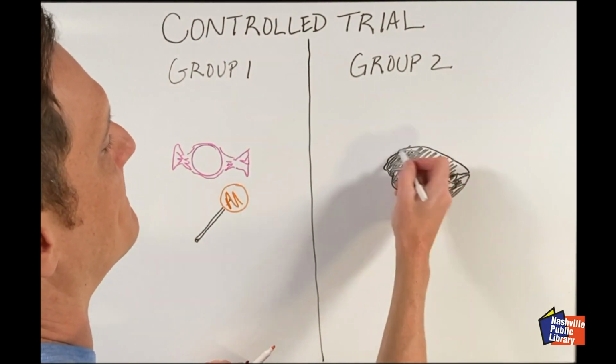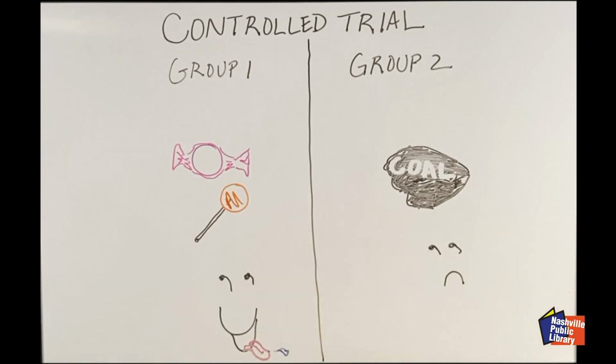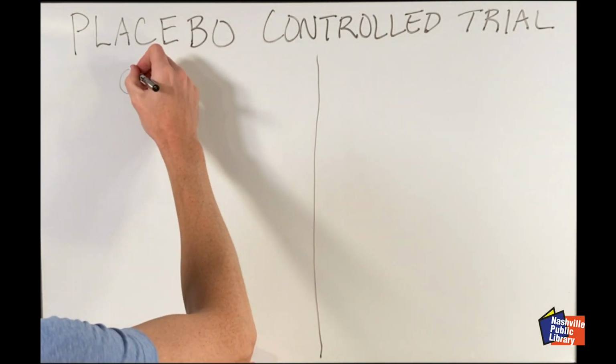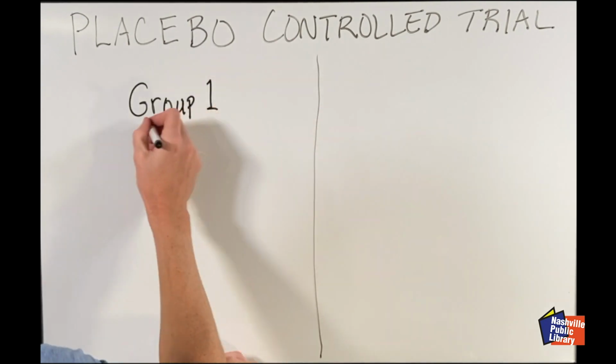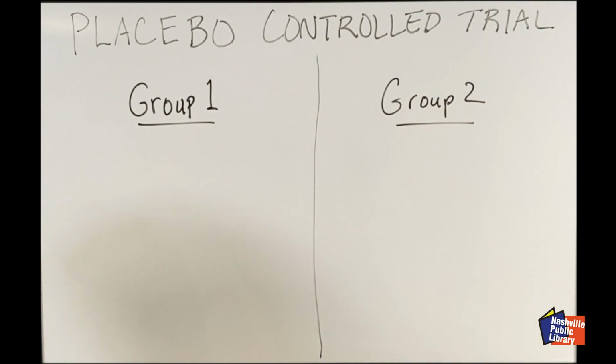Maybe the kids who didn't get candy were grumpy about that, and maybe the other kids were excited to get candy. So, rerun the experiment, give one group candy, and the other group sugar-free candy. As long as the kids do not know the difference, you'll be fine. The sugar-free candy is called a placebo, and this type of trial is called a placebo-controlled trial.